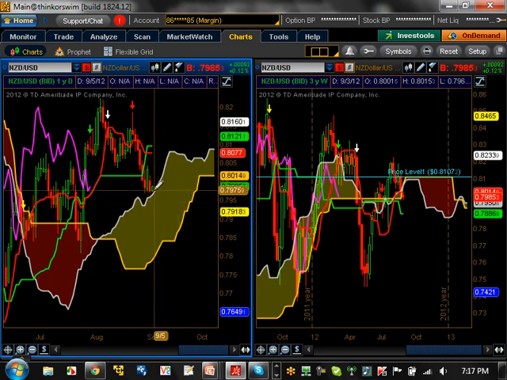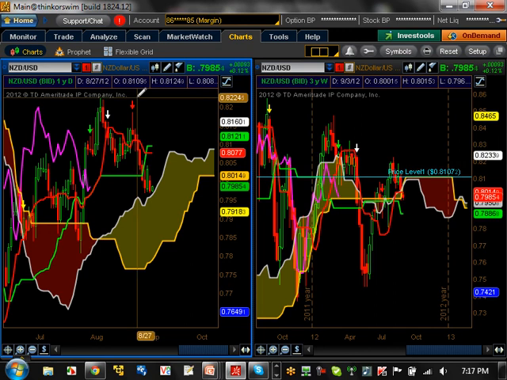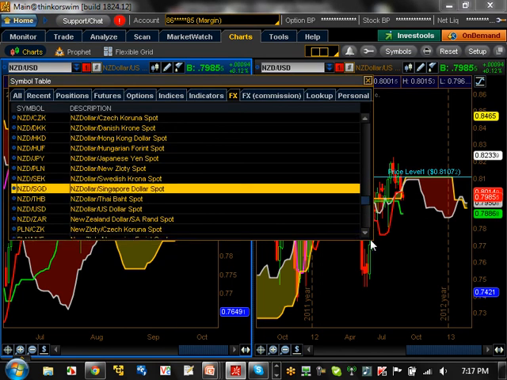So this is another one here. It's going into the cloud, so you really don't want to look at this. And really the weekly is showing you nothing at all either. So 78.86 is the support level, and about 8,100 is going to be its resistance level moving forward.